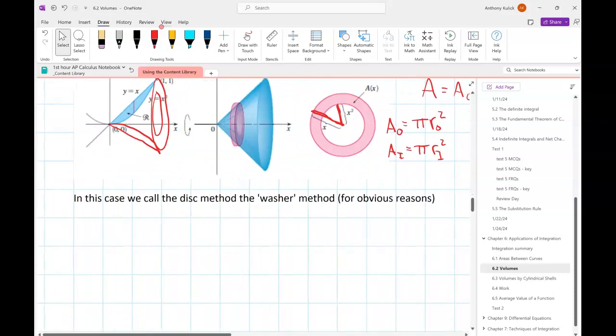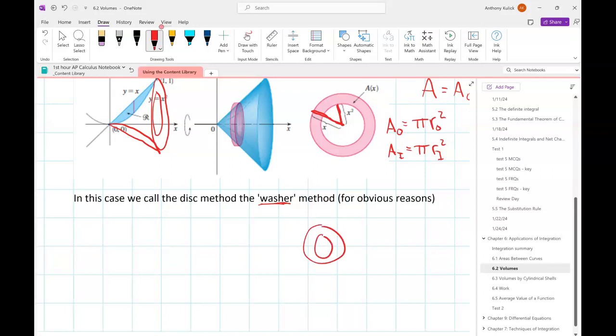So when we do this, we update, instead of calling it a disk method, we call it a washer, because that looks like a washer, like not a washing machine, but like the hardware, like when you put the screw in and it keeps the screw head from smushing the wood underneath it. It's called a washer.